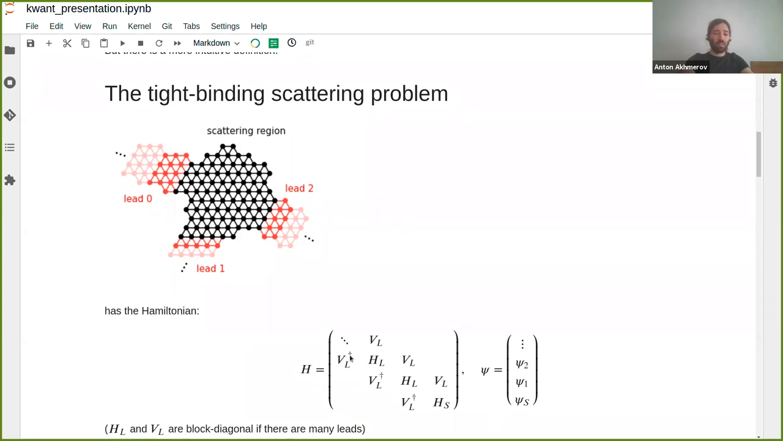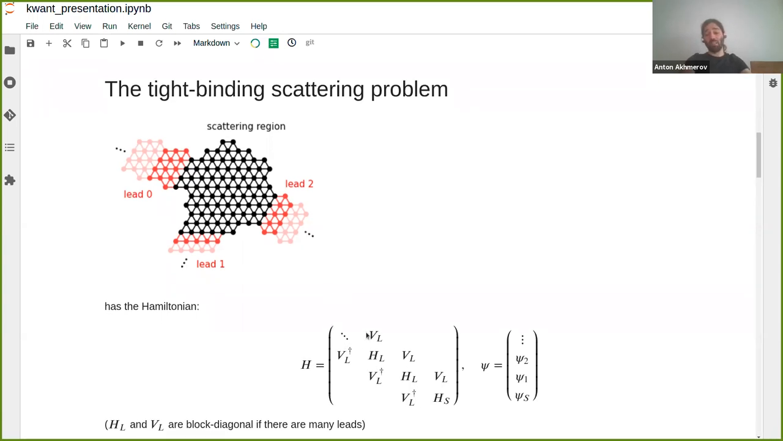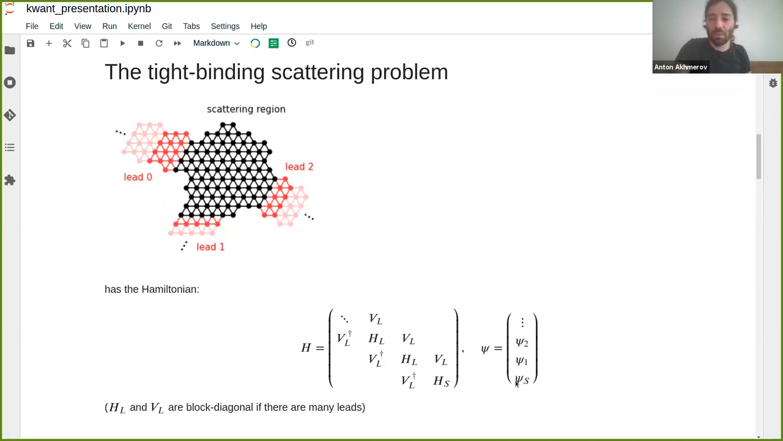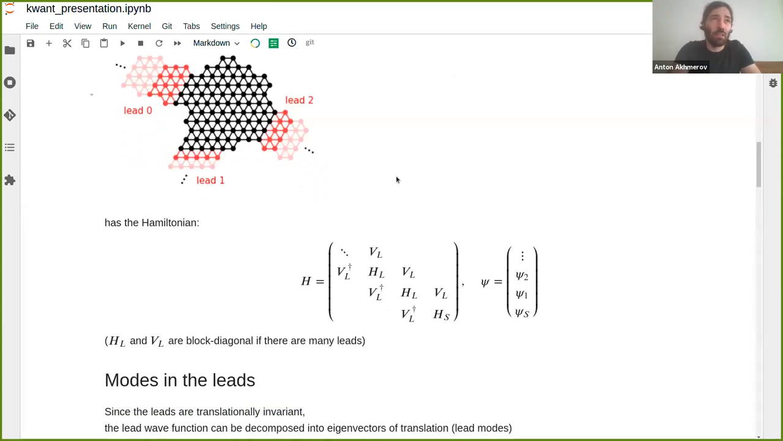So our full Hamiltonian of this infinite system is this large matrix that has the scattering region as one of its blocks, and a large block tri-diagonal matrix corresponding to all the leads. The wave function of the system is the wave function in the scattering region plus, technically, infinitely many wave functions in the leads. And now if we're dealing with fermions, we need to fill out all the states up to a certain energy, and that's how we obtain the full solution.